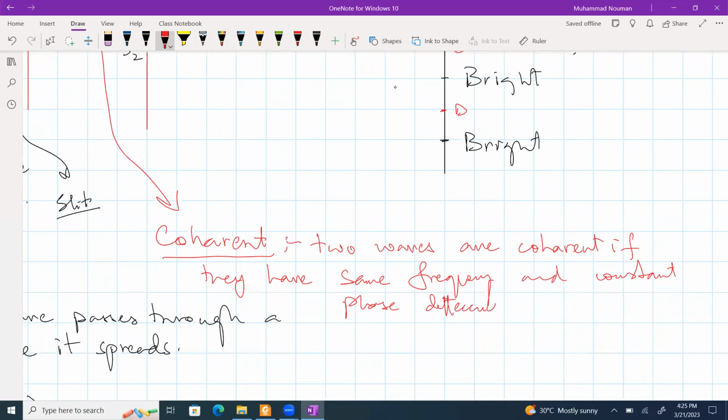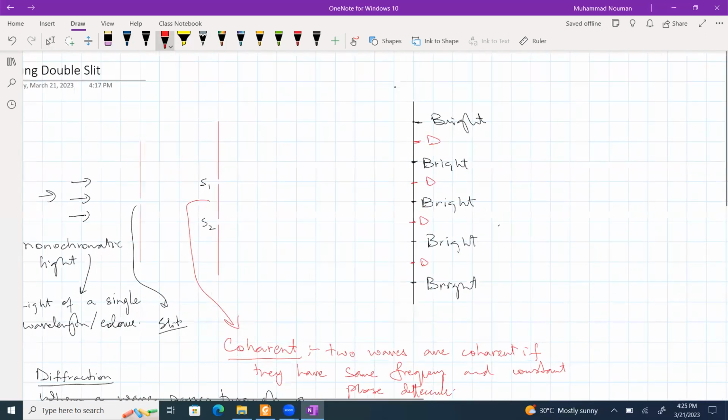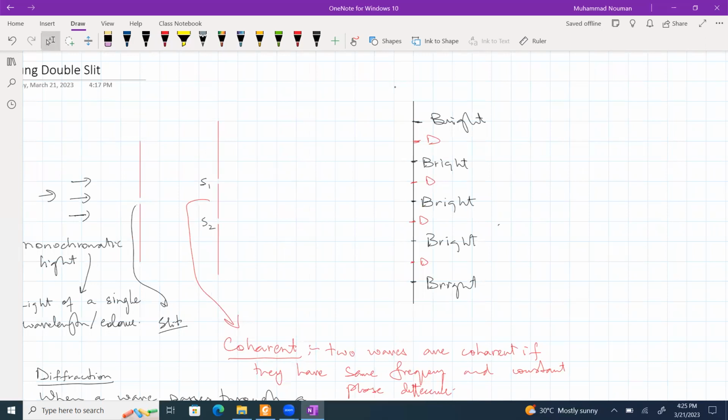Keeping in mind, it was very difficult for a scientist to use two different sources and make them coherent, because two different sources most of the time have two different frequencies. They do not have the same frequency. That's the problem. It's very, very difficult for a scientist to make two sources of light that emit light of the same frequency. Understand?